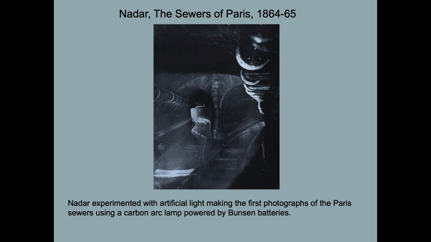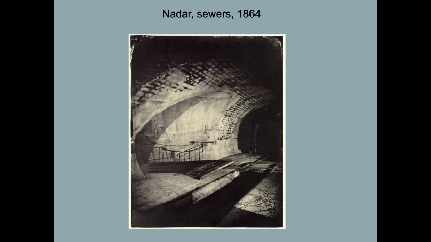And these are just another view of the sewers of Paris. So Nadar was also the first person to, he had these big batteries that caused a kind of spark of light, and he was taking pictures of the sewers. He experimented with artificial light, making the first photographs of the Paris sewers using a carbon arc lamp powered by Bunsen batteries. And there's another picture of the sewers.